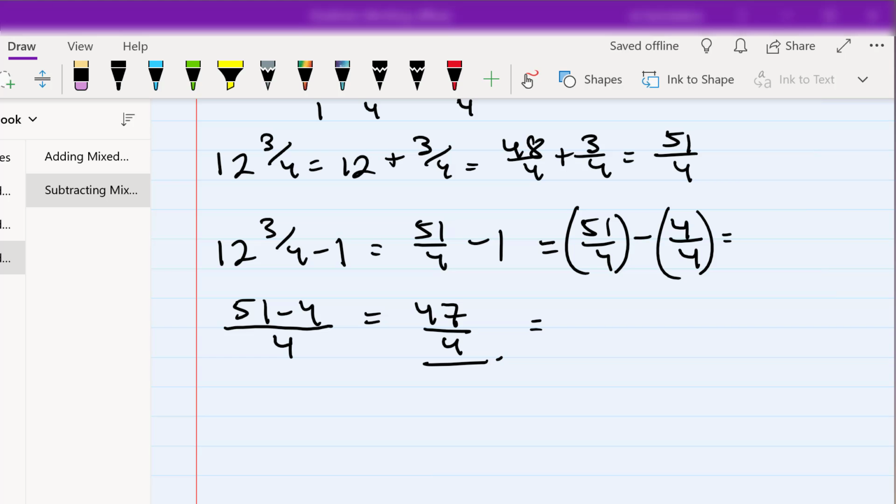We need to find a number that 4 goes into 47. Let's try 12. Well, 12 times 4 is 48. That's too big. So let's try 11. 11 times 4 is 44. That's a good number. But then we have 3 left over. So 11 3/4.